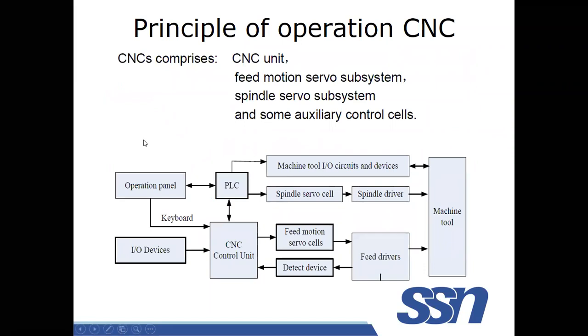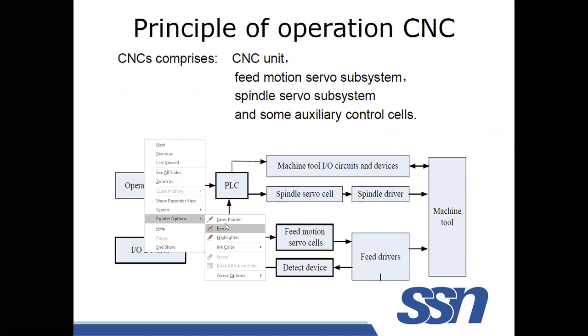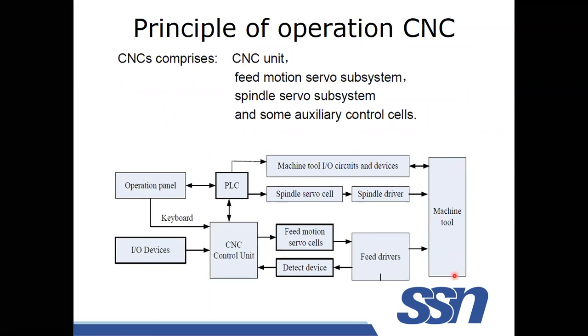Here, if you see, this is a machine tool. You can consider this as a CNC drilling machine or lathe machine or whatever non-traditional machine. What is required in this case? We will have a CNC control unit. This will give the required drive information: feed motion, servo motor, servo cell, etc. Depending on the program input, this is a feed drive.